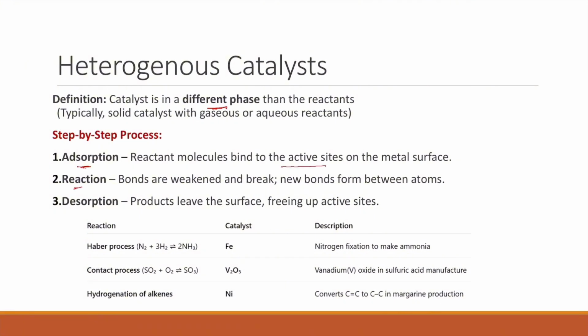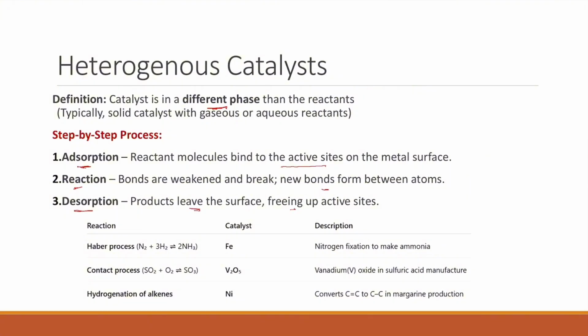And then the reaction. Now the molecules of the reactants, which had adsorbed on the surface of the catalyst, their bonds will be weakened and they can form new bonds to form the products. Once the products have been formed, the third stage takes place, which is the desorption, where the products leave the surface, freeing up the active sites.